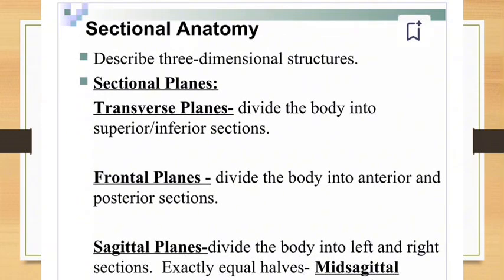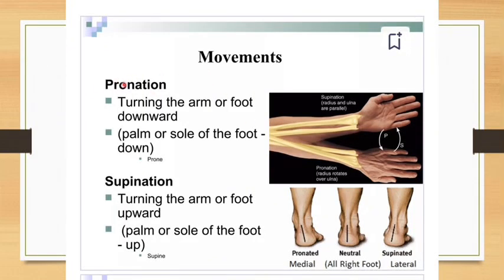So we'll look at some movements and how you describe them anatomically. This is pronation, turning the arm or foot downwards. When you turn the hand in such a way that this is the final position, you see the back of the hand. This is pronation, the act of turning the hand so that the front part becomes the back part. You turn the arm or the foot downwards to assume this position.